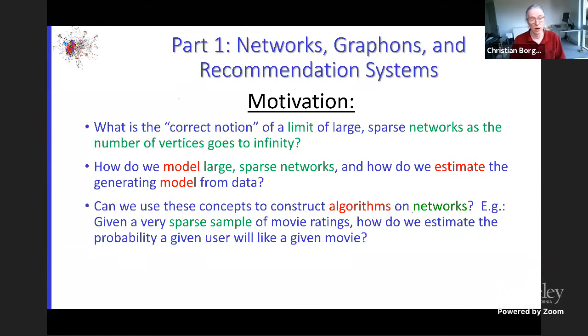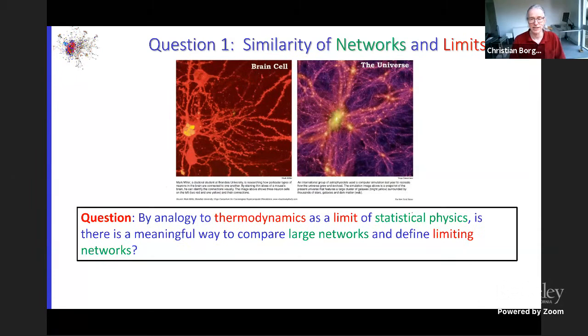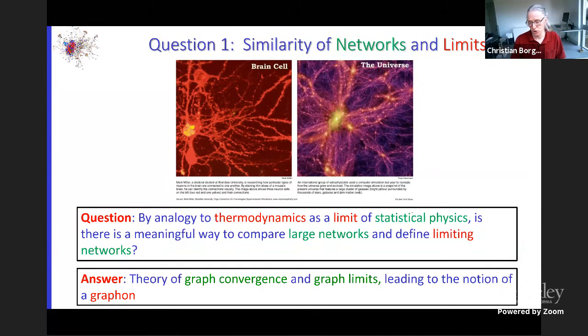If you look at many networks we see in the world, they look eerily similar, right? So can we find a way of defining a limit which makes similar networks the same in the limit? Is LinkedIn and Facebook the same or not? We came up with the notion of graph limits, which led to the notion of a graphon. I won't assume you know what it is, so I will tell it to you in a little while.